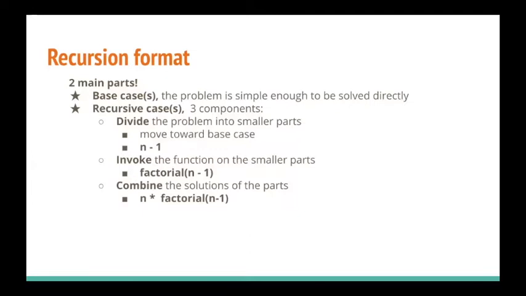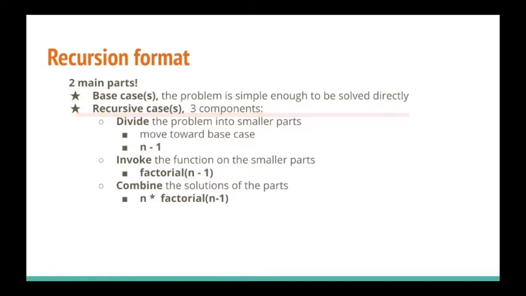With recursion, as Dan mentioned, there are two main parts. First we have the base case, and in the base case we have a problem that's simple enough to be solved directly. Our second part is a recursive case, which has three primary components, and this is where we call the function within itself. So the key idea behind recursion is we're calling a function inside of itself.